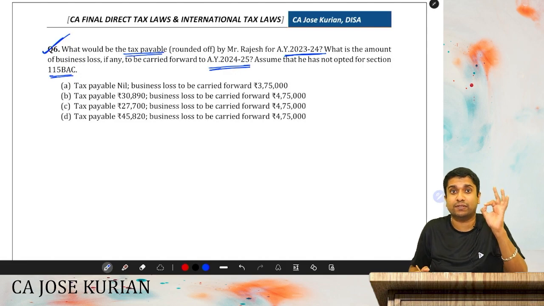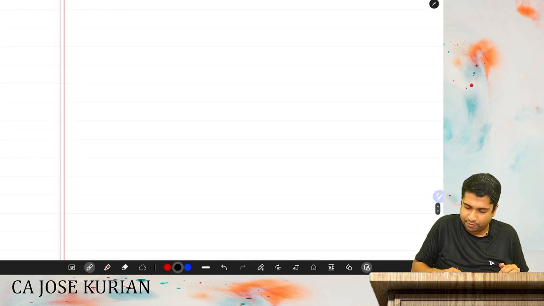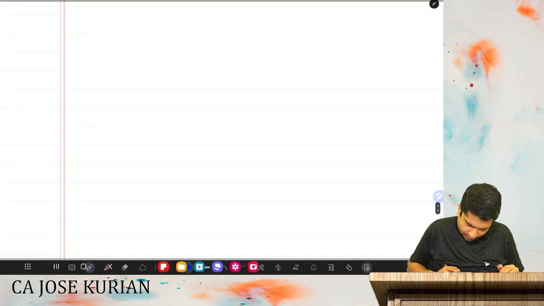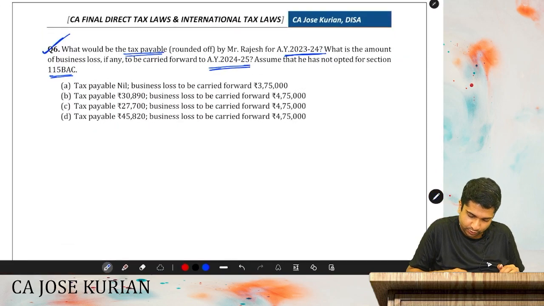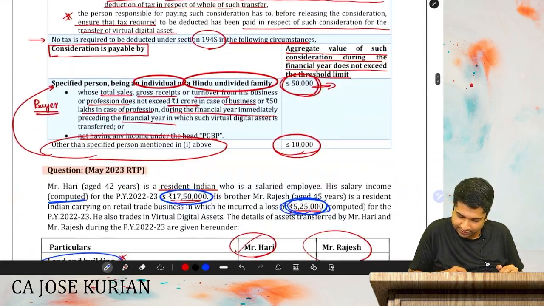So it is the case of Mr. Rajesh. So let's compute it together, friends. So let's compute the impact for Mr. Rajesh. Listen. So we will go back to the question and we will find out Mr. Rajesh's income.